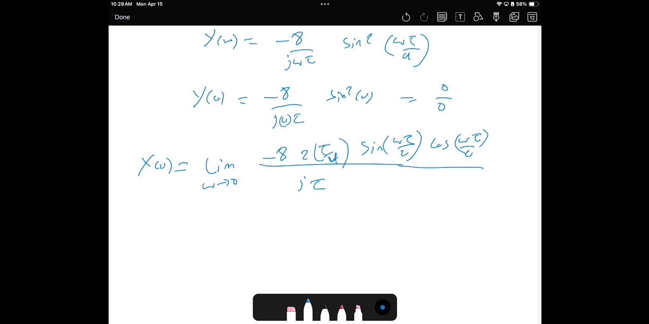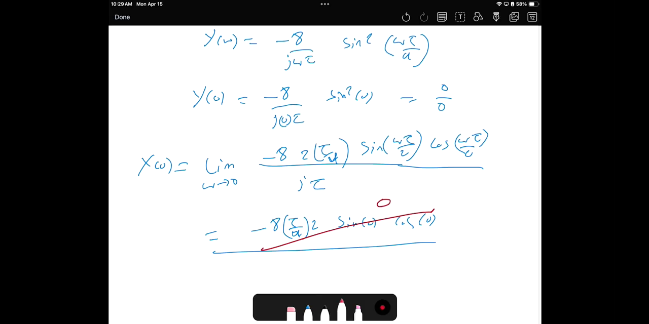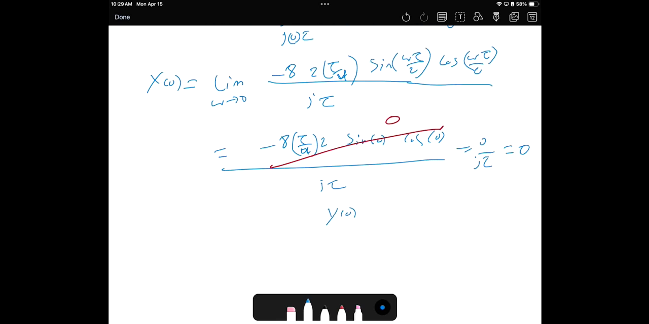Then, let's substitute omega equal to 0. This yields negative 8 tau over 4 times 2 sine of 0 cosine of 0. Cosine of 0 is 1, but sine of 0 is 0, so we make this term equal to 0. Then the last term, j tau, is constant, so this yields 0 over j tau. This makes it 0. As a result, we got y of 0 equal to 0.